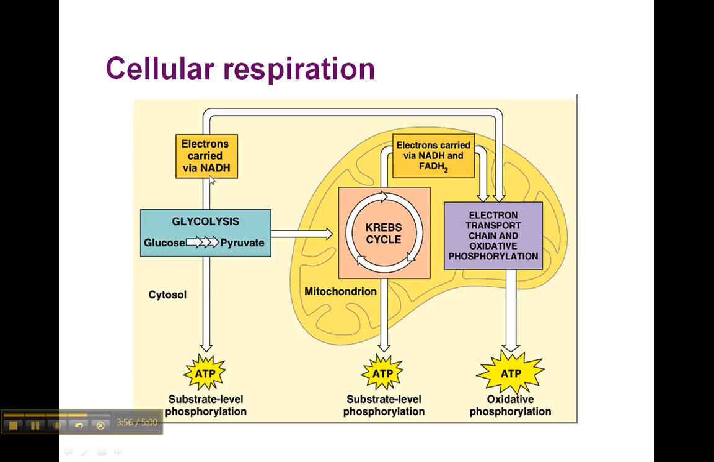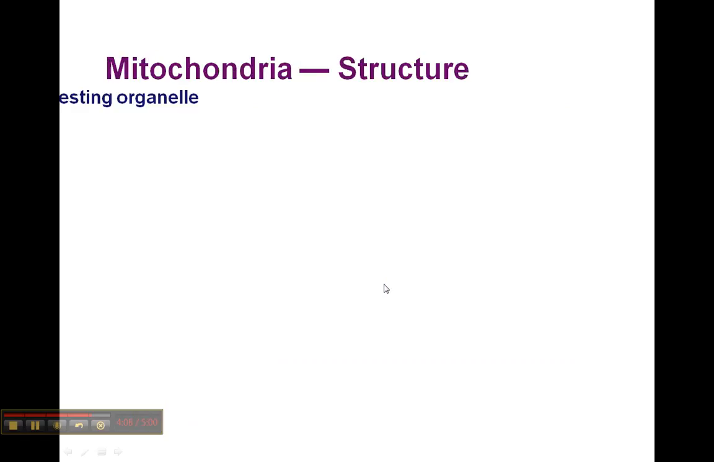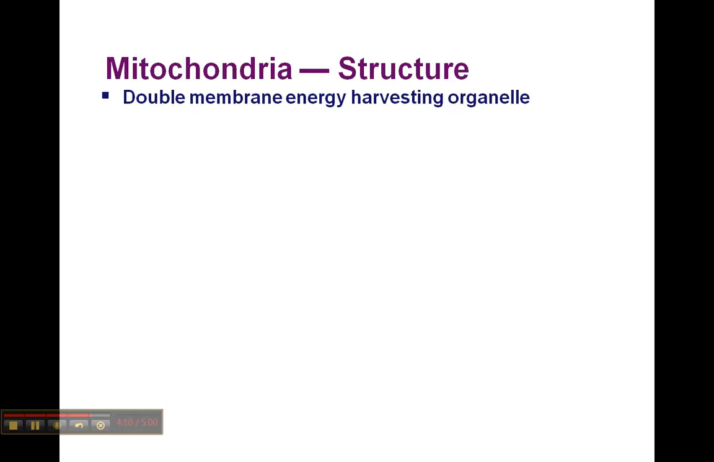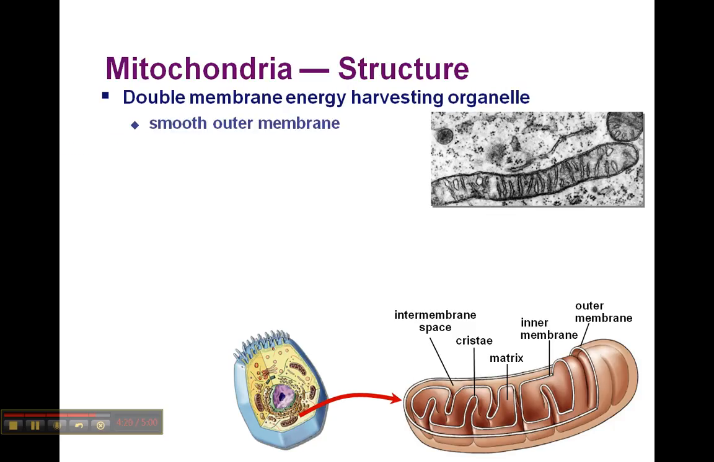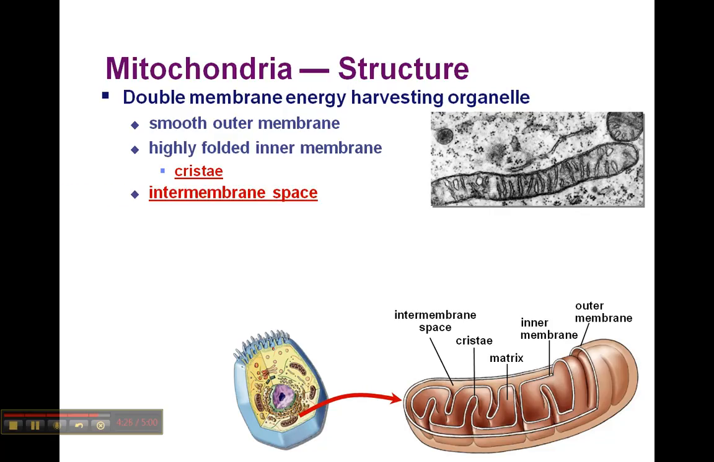If you look across the top here, NADH is carrying electrons to the electron transport chain. NADH and FADH2 will carry electrons from the Krebs cycle. The first thing you have to remember is that it is important for you to understand the structure of the mitochondria. It is a double membrane, with a smooth outer membrane, and the inner membrane is highly folded. Those folds are called cristae. In between, there is the intermembrane space.